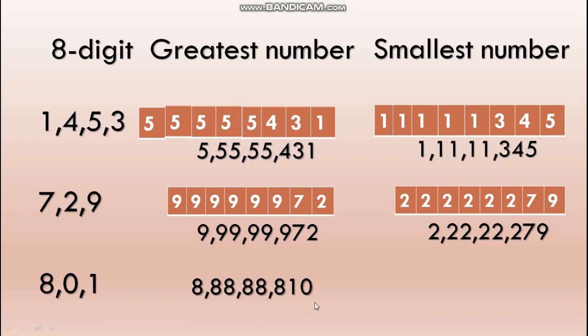88,810. To form the smallest number, we will put 1 first. Is this the right answer? No, this is wrong. Here the value of the number is 18 only. So what do we do? We take this 1 and replace it with this 0. So the number becomes 1 crore 8. Hope this is clear to you.